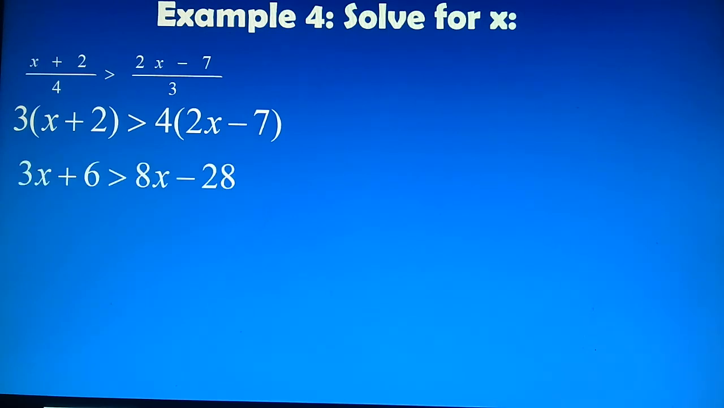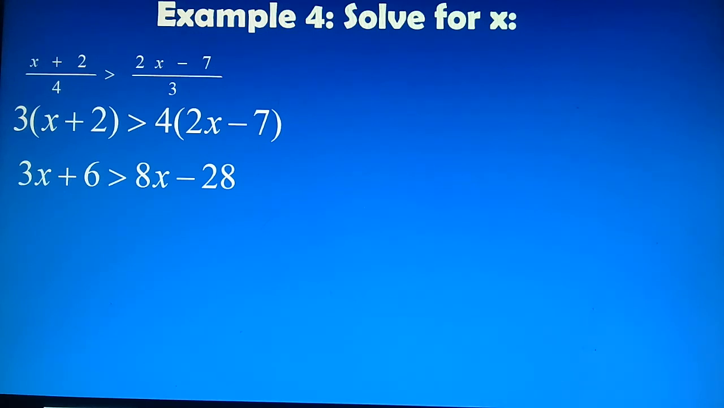Okay, now I have to simplify this. 3 multiplied by x, 3x plus 6, because 3 multiplied by 2 is 6. On the other side, I have 4 multiplied by 2x, I got 8x, and 4 multiplied by minus 7, I have minus 28. Now, can I add and subtract, like taking 8x to the other side? I want to have numbers on one side, but now I have numbers on both sides.